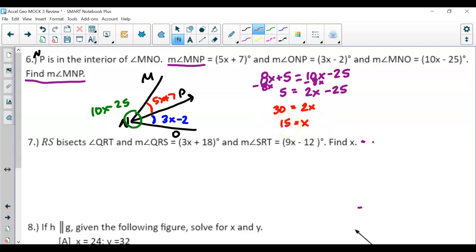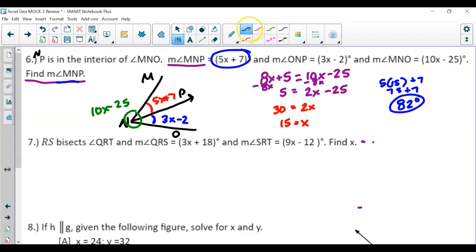But like what we said, right, we're not done. We're solving for the measure of angle MNP, which is 5x plus 7. So 5 times x, or 5 times 15 plus 7, or 75 plus 7, which is 82 degrees.